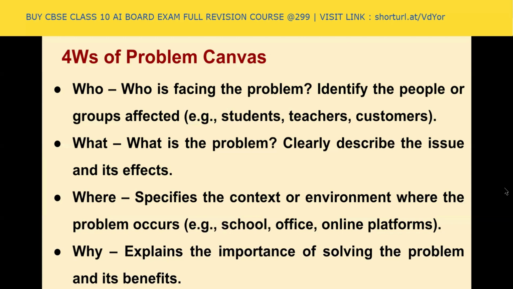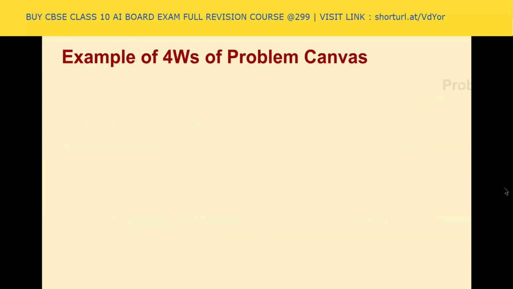So the four W's of the problem canvas are: who are the people affected by this problem or who require this solution; what exactly is the problem; where, in which context or environment this problem is occurring and we need to provide a solution; and why, what is the importance.